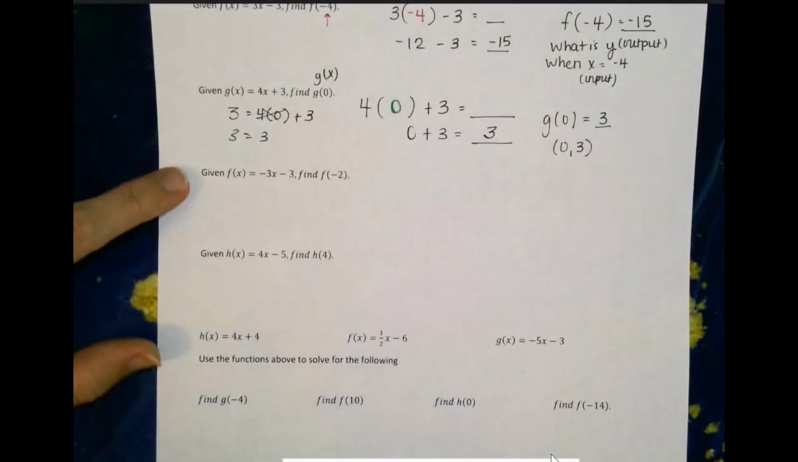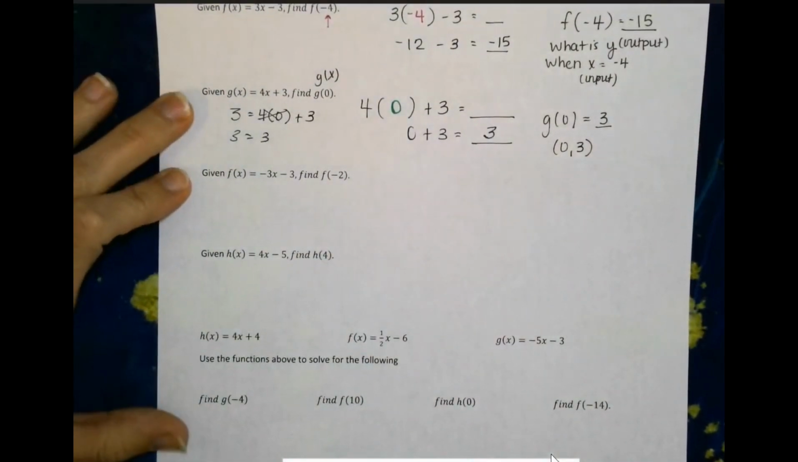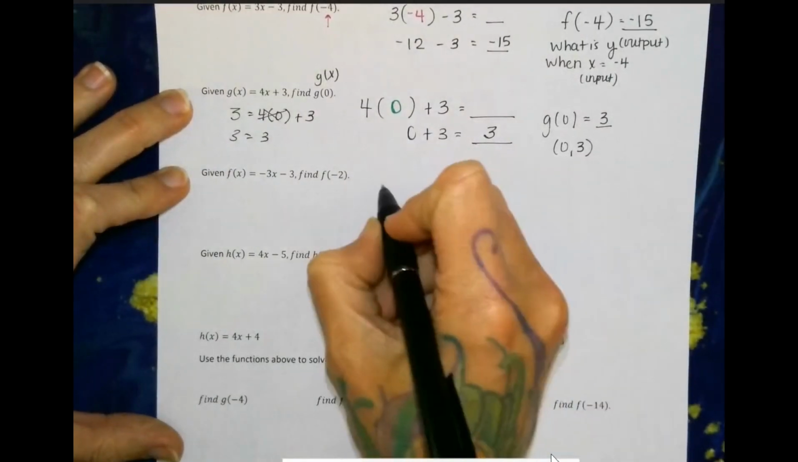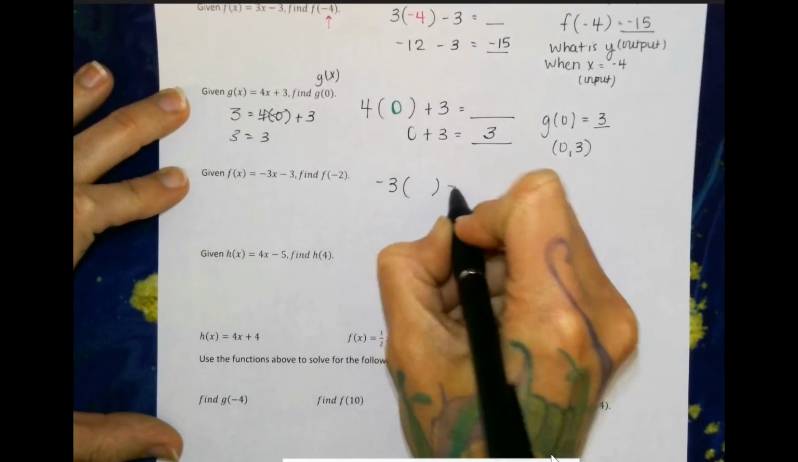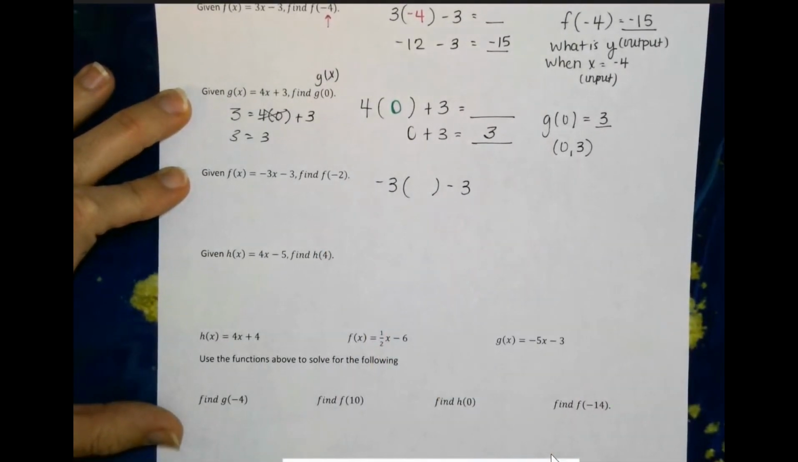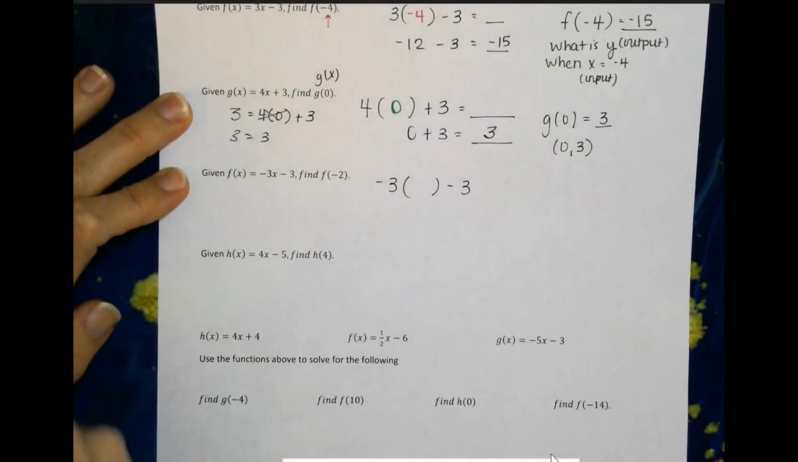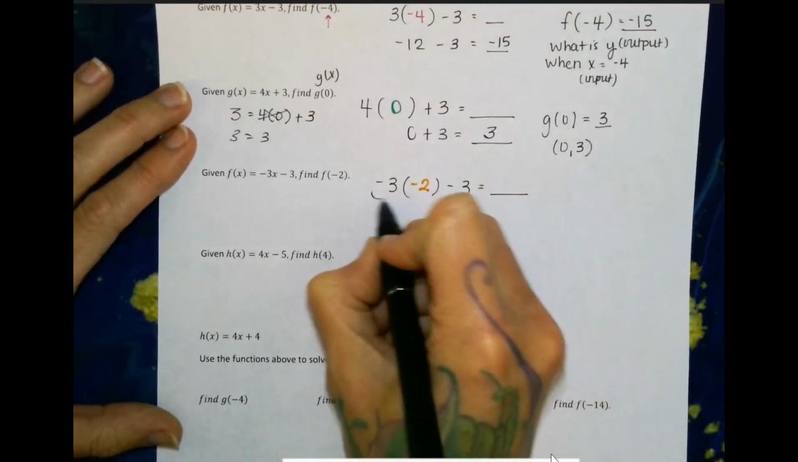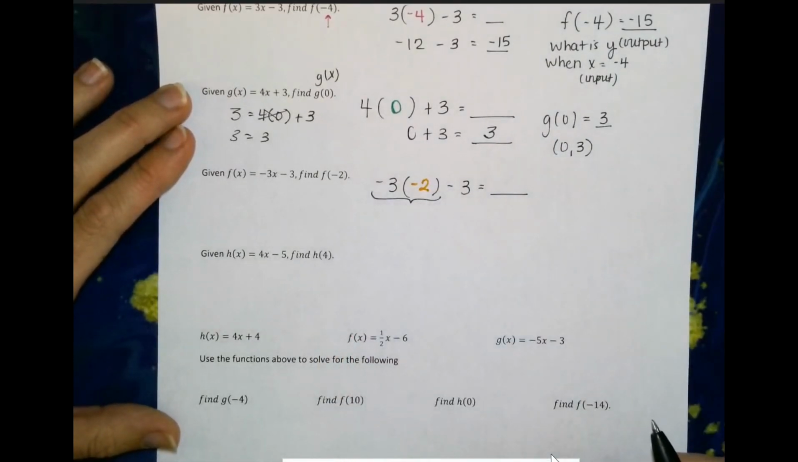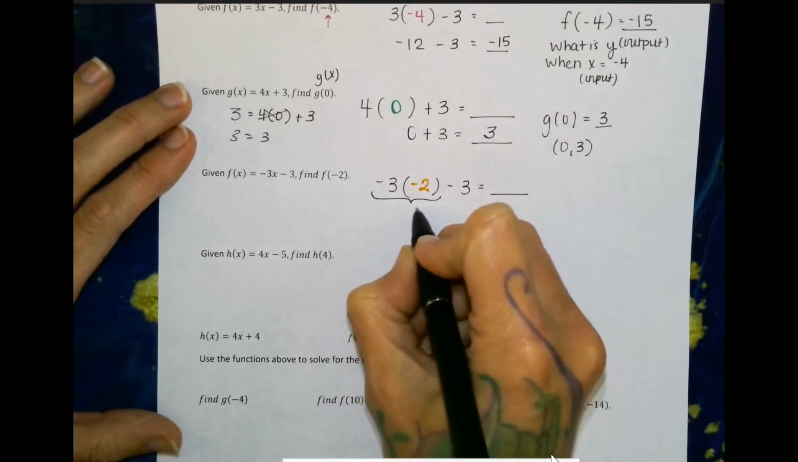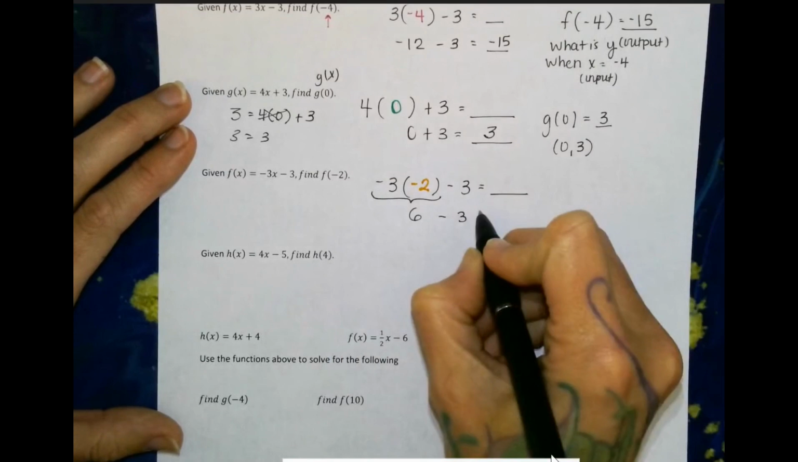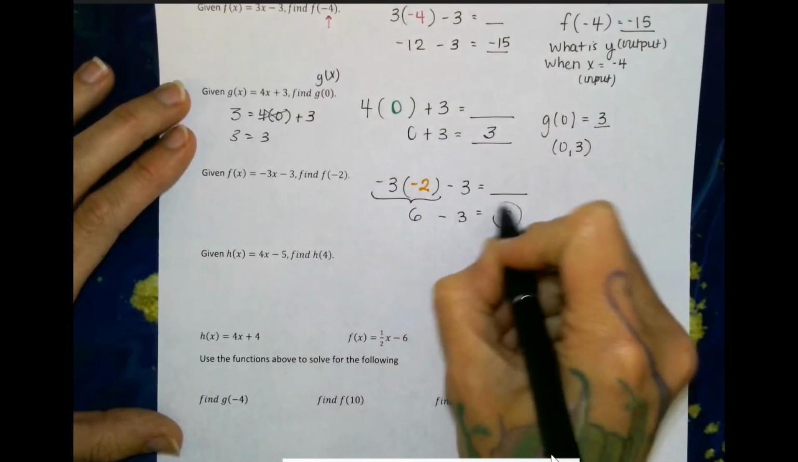All right, so I'm going to give you a minute. f of x equals negative 3x minus 3. Find f of negative 2. I'm going to let you try it with that negative 2. Remember, what does a negative and a negative give us when we multiply? Yep. Okay, positive 6 minus 3. That's going to give us a positive 3.